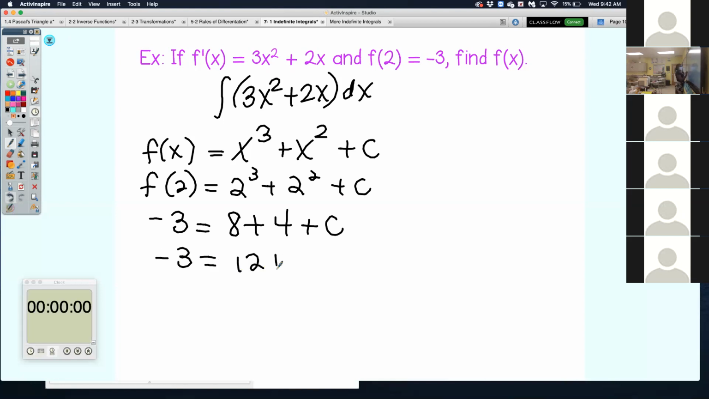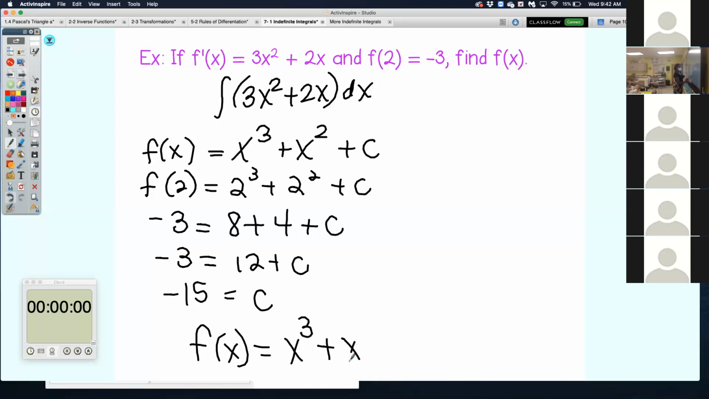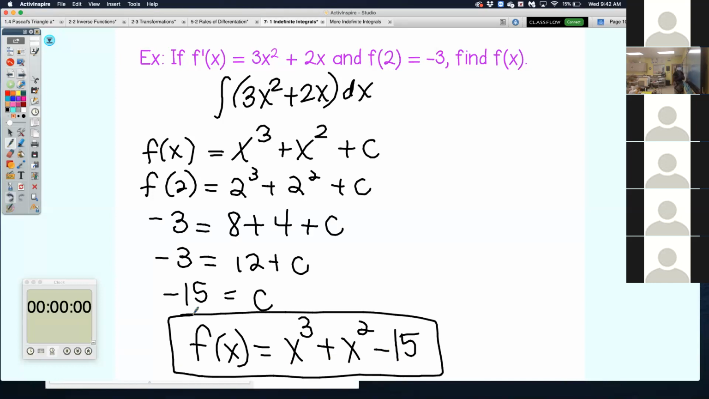8 plus 4 is 12. When I subtract, c is equal to -15. So my function that has that as the derivative, with the point (2, -3) being on the function, is x to the third plus x squared minus 15. And that's how we can use anti-differentiation to find the original function.